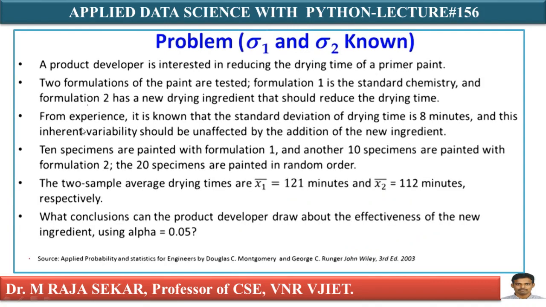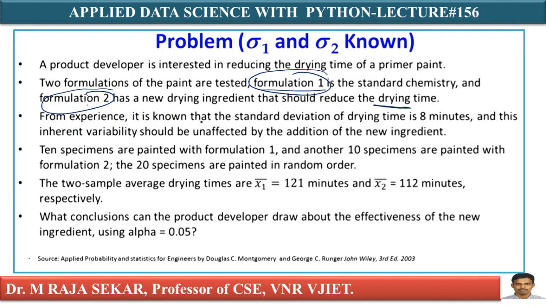Now, this is a simple problem. A product developer is interested in reducing the drying time of Premier paint. Two formulations of the paint are tested. Formulation 1 is the standard chemistry and formulation 2 has a new drying ingredient that should reduce the drying time.